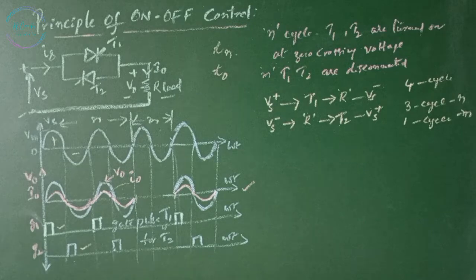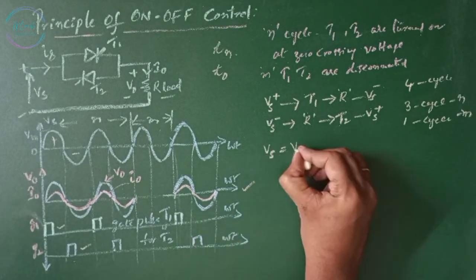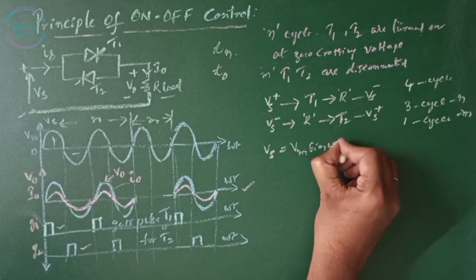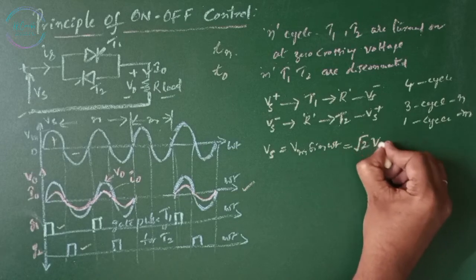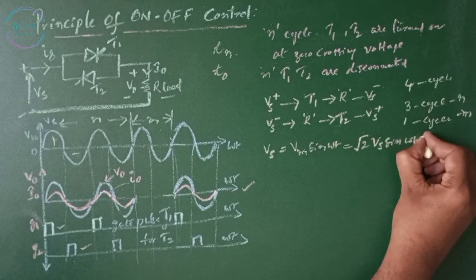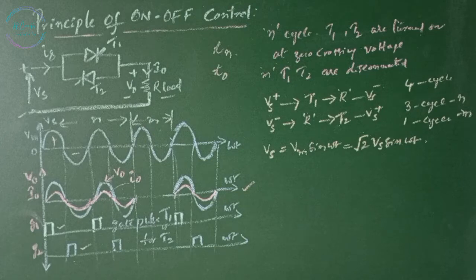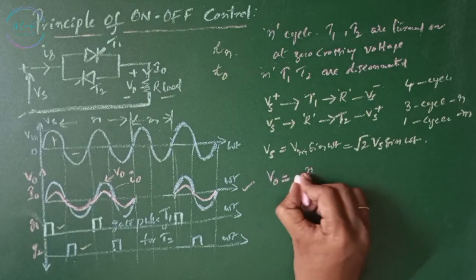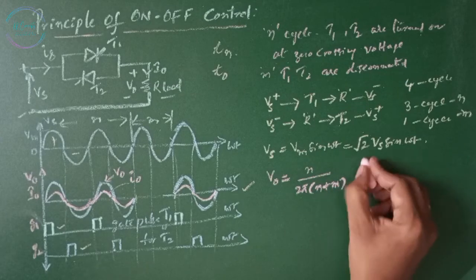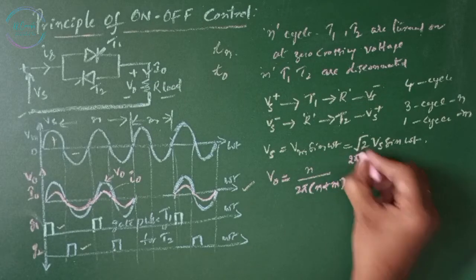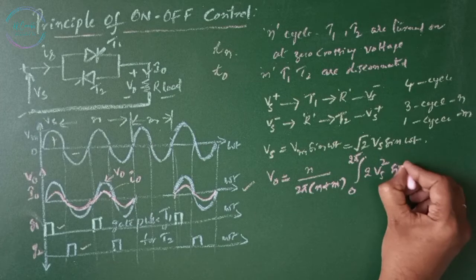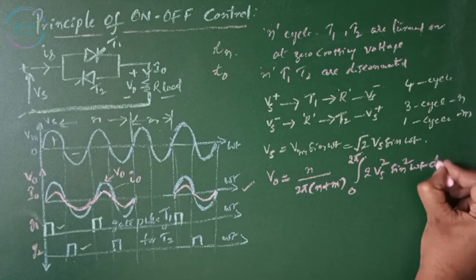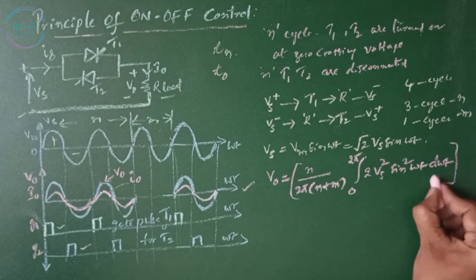For our sinusoidal input, we have Vs equals Vm sin omega t equals root 2 Vs sin omega t. If the input voltage is connected to the load for n cycles and disconnected for m cycles, then the RMS output voltage can be formed, that is V0 equals square root of n by 2 pi (n plus m) integral 0 to 2 pi of 2 Vs square sin square omega t d omega t.